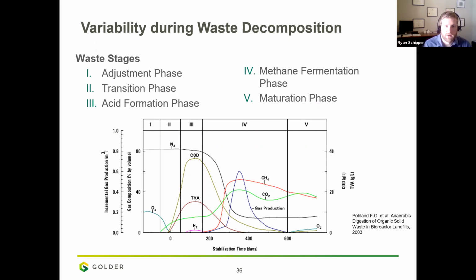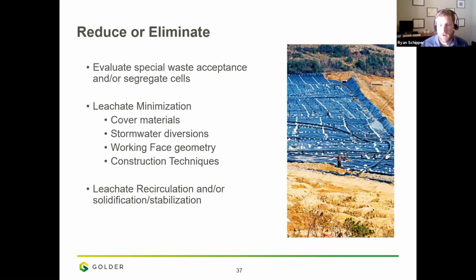So with those challenges involved with leachate, really reduction and elimination of high strength sources should be a very high priority. Evaluating special waste acceptance, segregating cells, leachate minimization, recirculation, potentially with some solidification or stabilization. Obviously, if we're recirculating the PFAS, we can be cycling up PFAS concentrations, but at the very least, we're leaving it within the landfill cell.